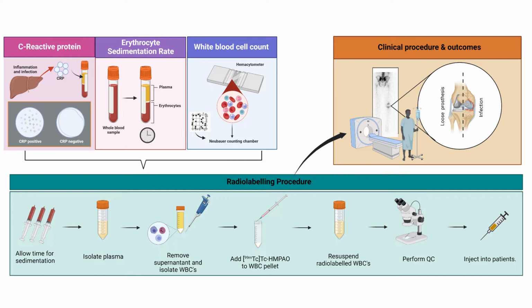So before we start, we would request some parameters that the doctor needs to provide us with to ensure that it's the correct patient chosen for this diagnostic procedure. We will look at C-reactive protein to see if there is some infection present. The erythrocyte sedimentation rate is important for the procedure and also to show if there is infection. And then white blood cell count is quite important because we need elevated white blood cells to have a good radio labeling procedure and harvest enough white blood cells for the study.